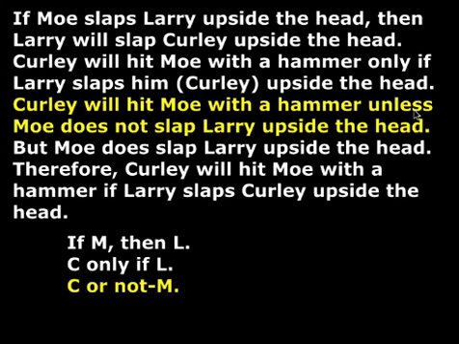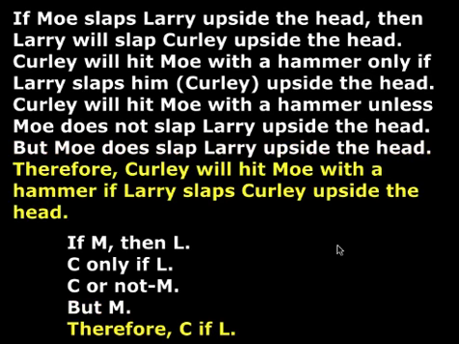Remember that when we were talking about disjunction, either Dallas will win the Super Bowl or Buffalo will win the Super Bowl. You could also say Dallas will win the Super Bowl unless Buffalo wins the Super Bowl. Okay, just translate unless as a disjunction. It's a little bit trickier than what I just said, but don't worry about that. If you translate it as a disjunction, everyone's happy. So this will be C or not M. Next one, but M. But Mo does slap Larry upside the head. Therefore, C if L.